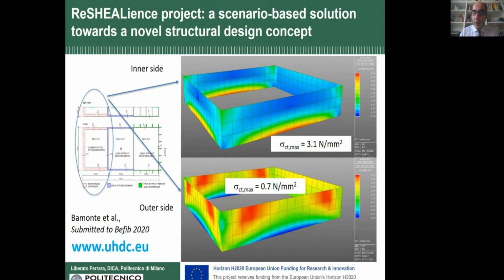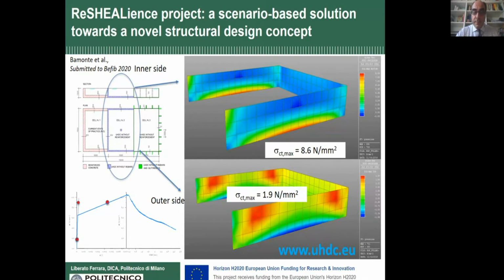Then we ended up with a solution made up with no conventional reinforcement, but only with ultra-high performance concrete. The constitutive relationship is shown in the bottom left of the slide. You can see the expected service level. We have some very high stresses at the bottom, 8.6 newton per square millimeter. But if you look at the constitutive relationship of the concrete, you can see that you can cope with that because you are in the strain hardening regime of this material.